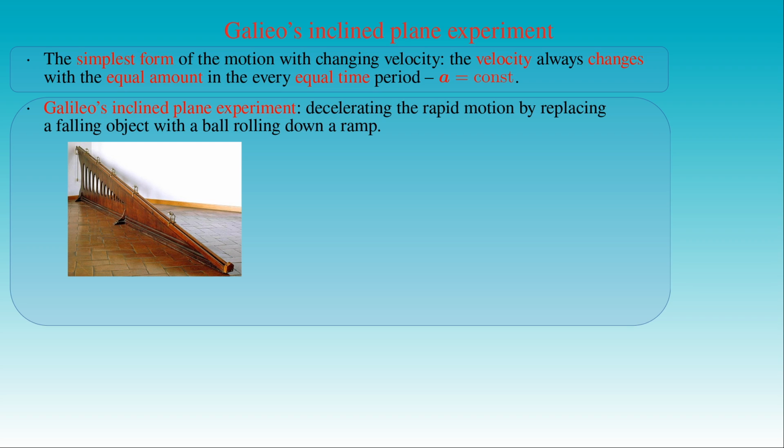The steps of the experiment were the following. Starting with the full length S of the plane, he rolled the ball several times down and measured the elapsed time and calculated the average time t. Then he rolled the ball down from a point so that the motion of the ball covered only a quarter of the full distance s, and measured the elapsed time. He found that its average was equal to the half of t.